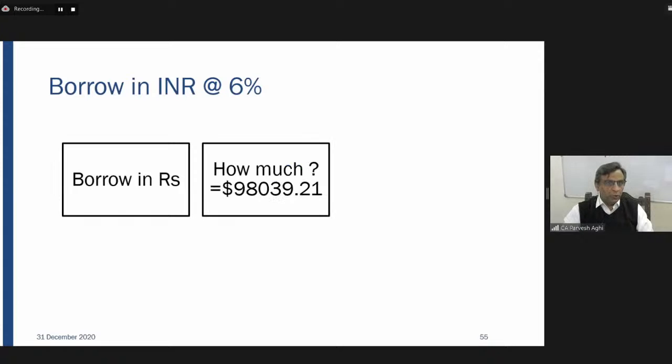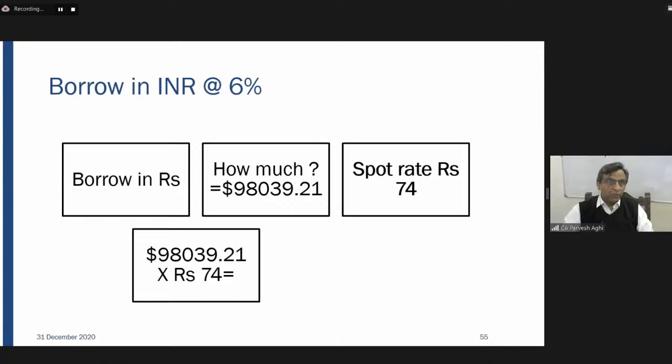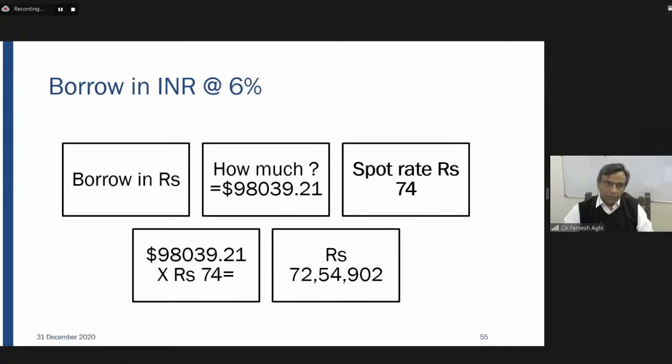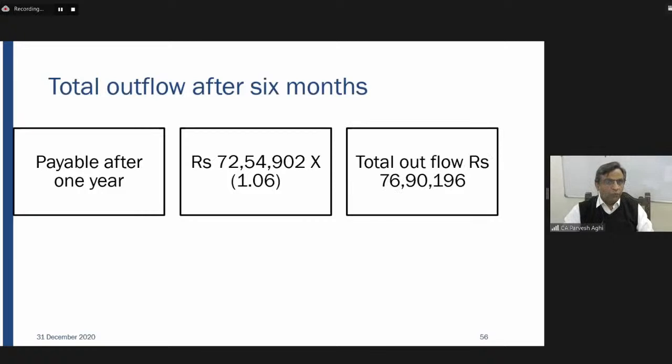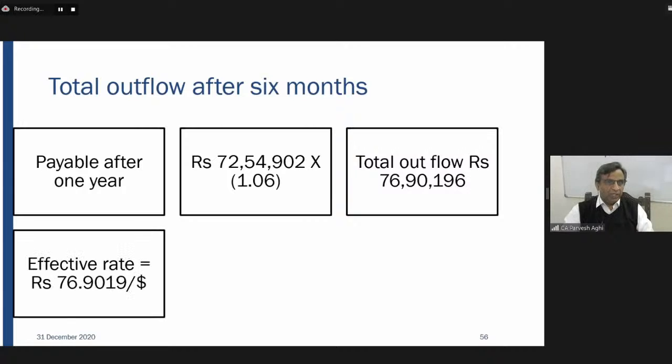So how much is he going to borrow? In terms of dollars, 98,000. In terms of rupees, at the spot rate, it is 72,54,000. So this is the money we should borrow in India. Payable after 1 year, we will multiply it by 6%, so the total outflow will be 76,90,196. Okay, so what is the effective rate?